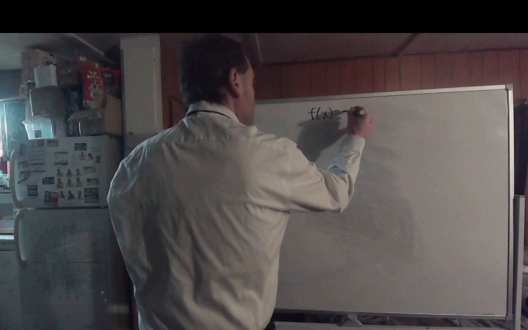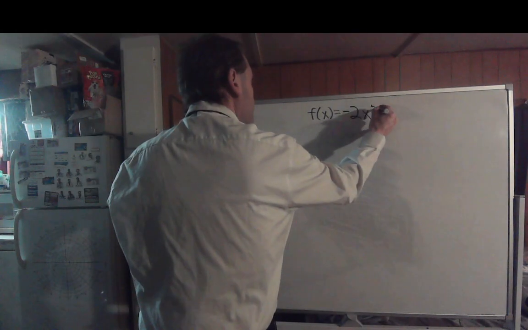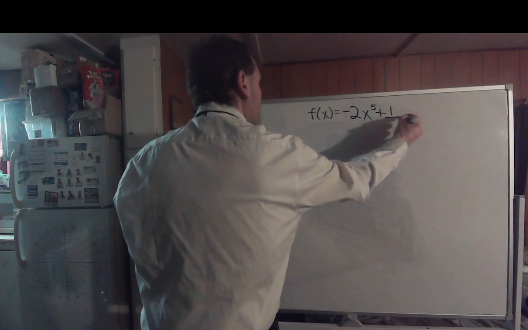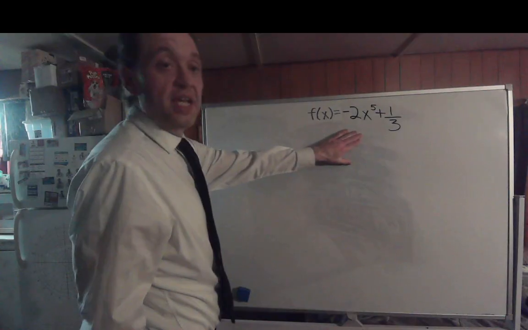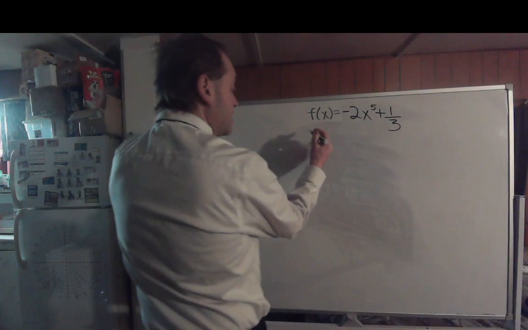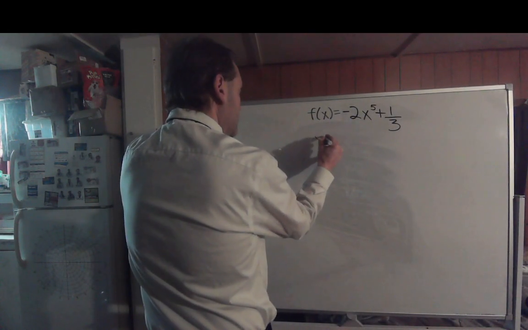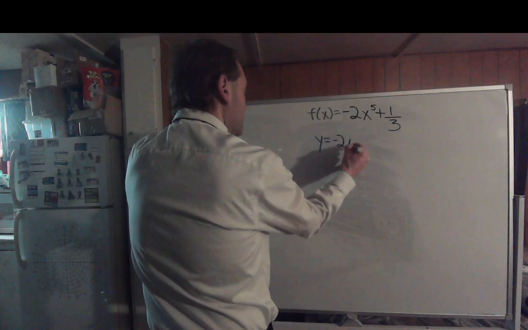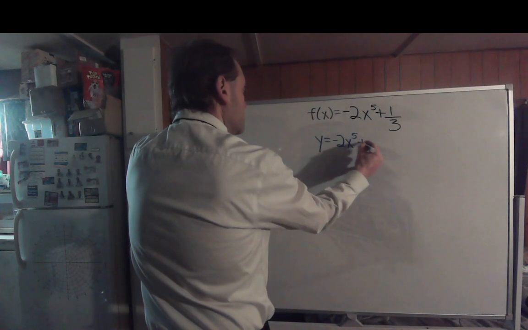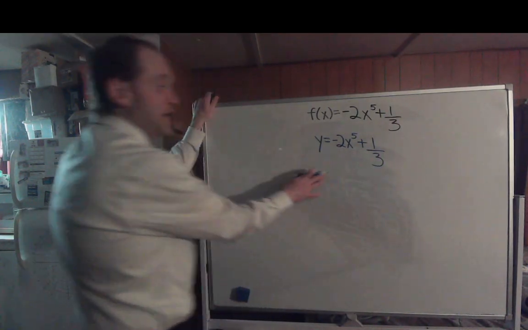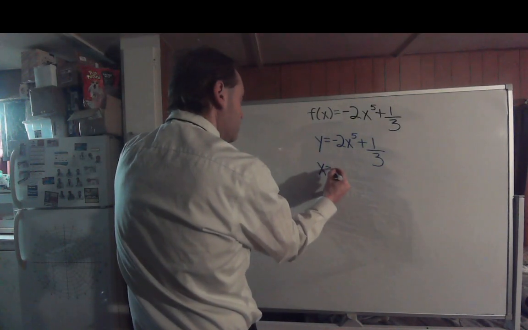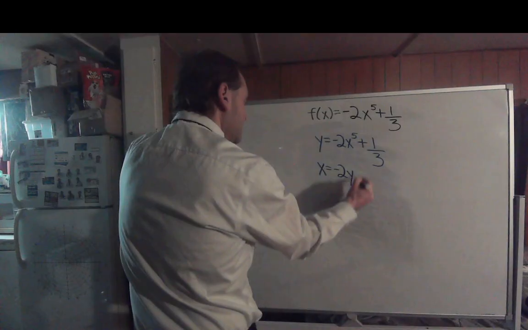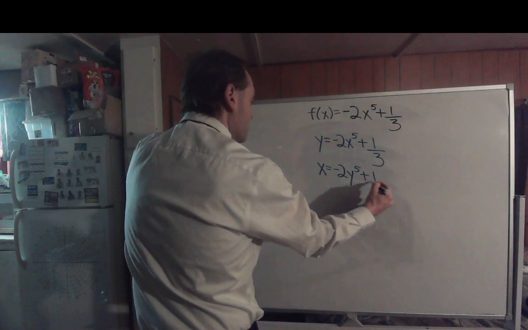f of x equals negative 2x to the fifth plus 1/3. All right, so we have f of x equals negative 2x to the fifth plus 1/3. So that means let's convert that f of x into a y. So y would equal negative 2x to the fifth plus 1/3. All right, so now we've done that, let's switch places with the x and y. So x would equal negative 2y to the fifth plus 1/3.